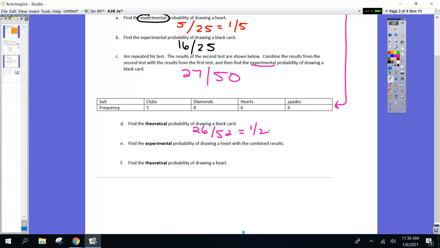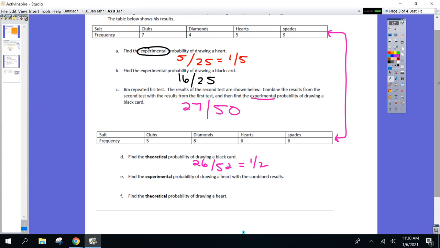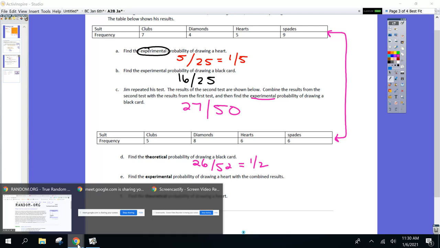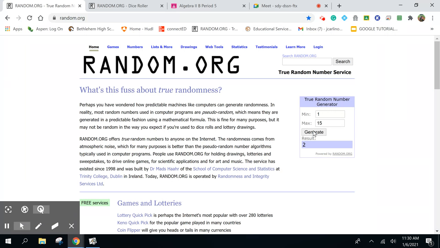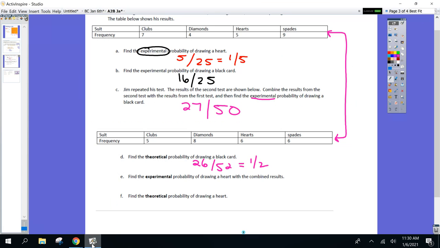All right, experimental probability of drawing a heart with the combined results. So now we're going back. Experimental with the combined results. A heart. You guys got this. We're rolling today. Dan, here we go. A heart.